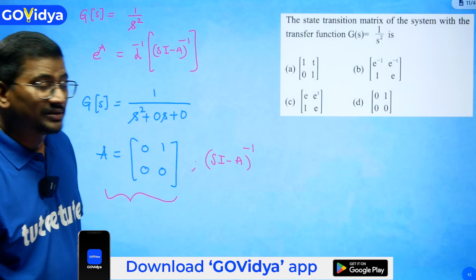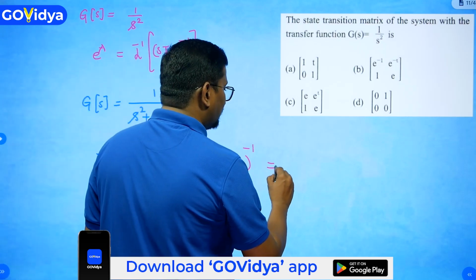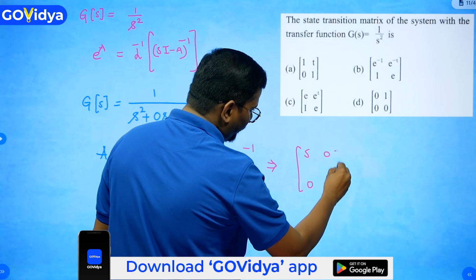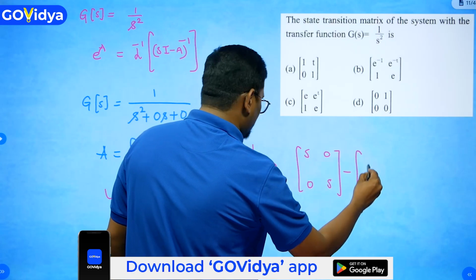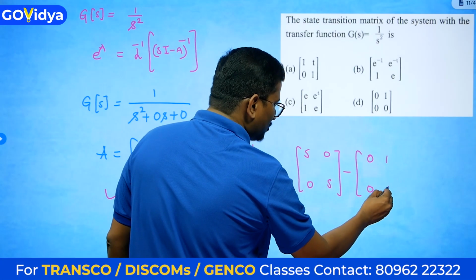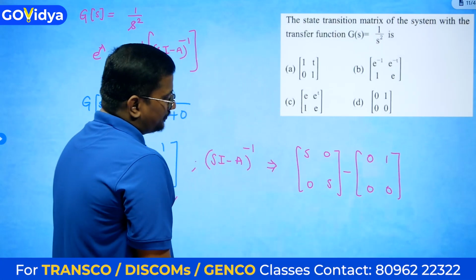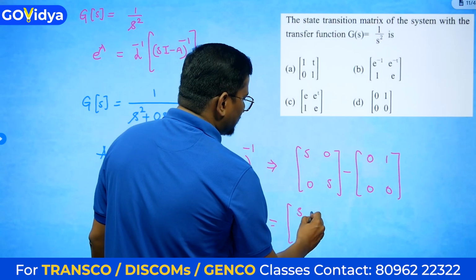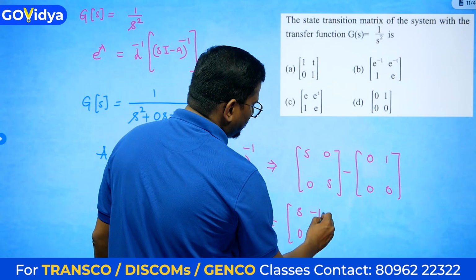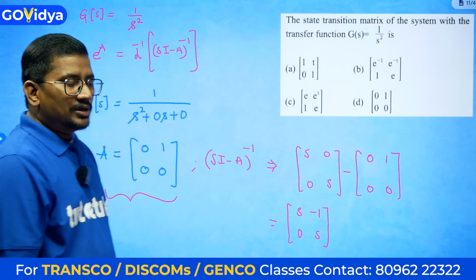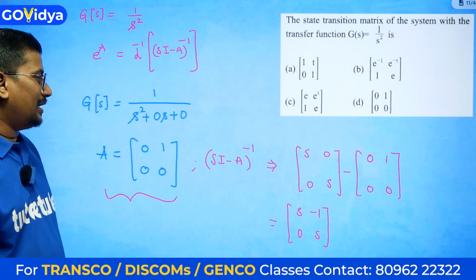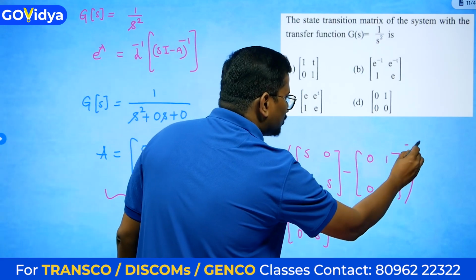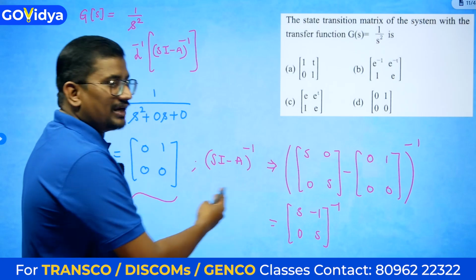But (sI minus A) whole inverse, yes, let's see. What is sI minus A? It is s, 0, 0, s minus 0, 1, 0, 0, which gives s, minus 1, 0, s. So we got sI minus A, and we have to calculate its inverse. That is most important.